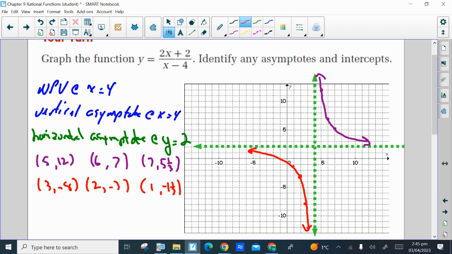So this graph has both an x and y intercept, which it does ask us to find. We've identified our asymptotes. We can write their equations. This one is y equals 2 and x equals 4.